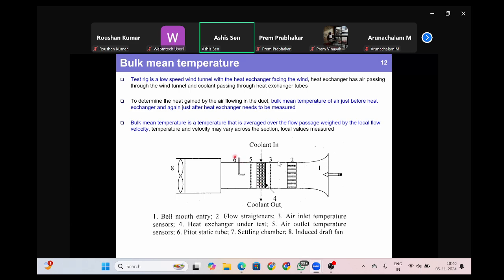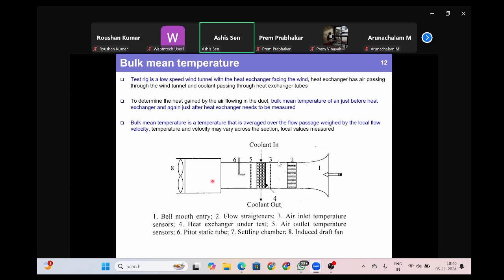And you have a pitot static tube that will measure the velocity of the air that is going in. You can actually move it across this duct to measure velocity at different points. Okay.